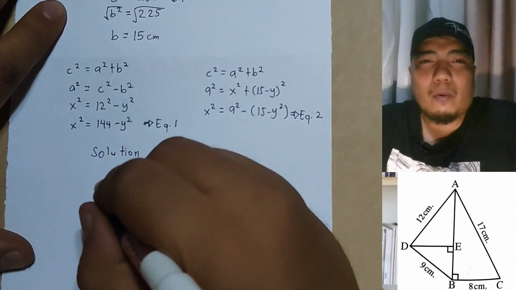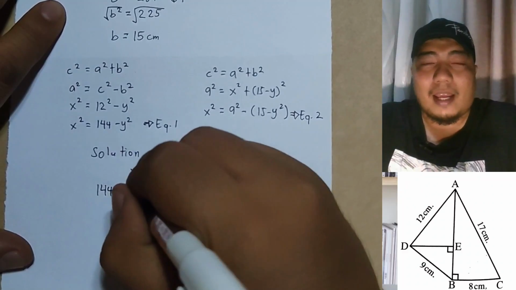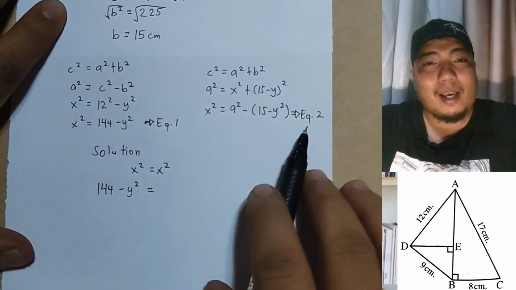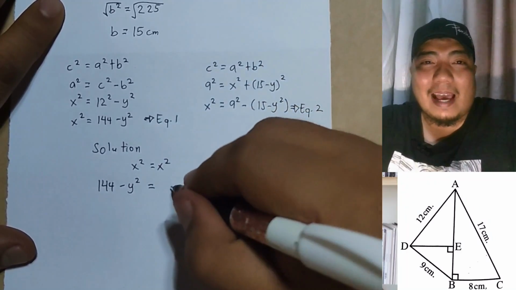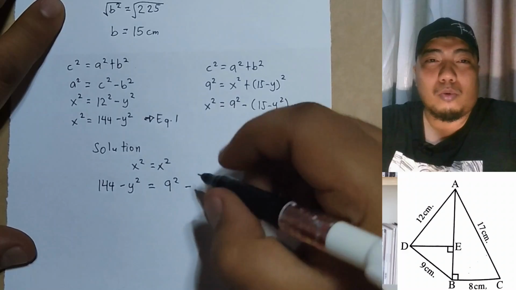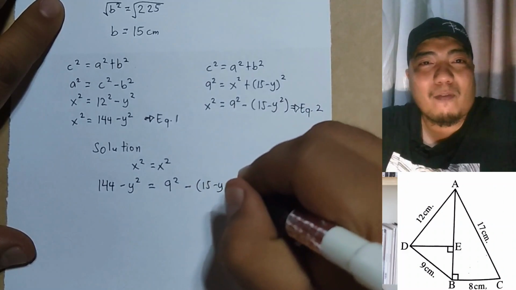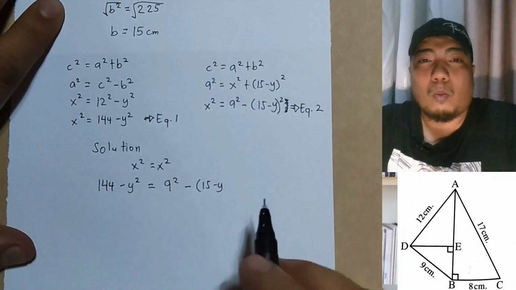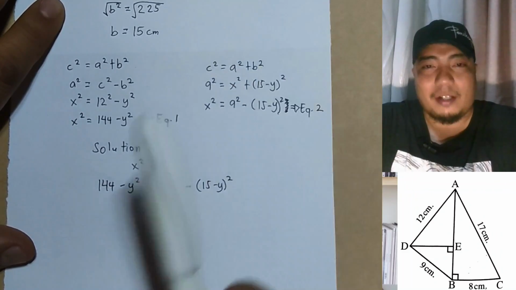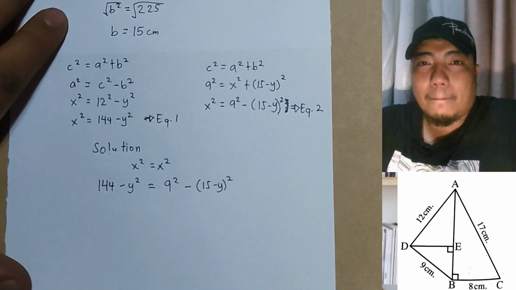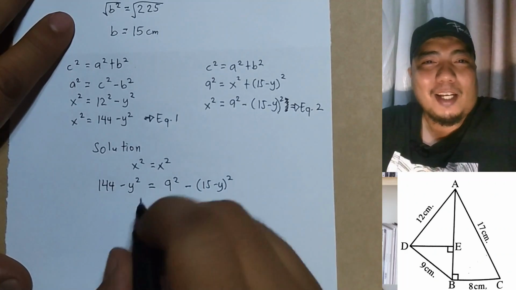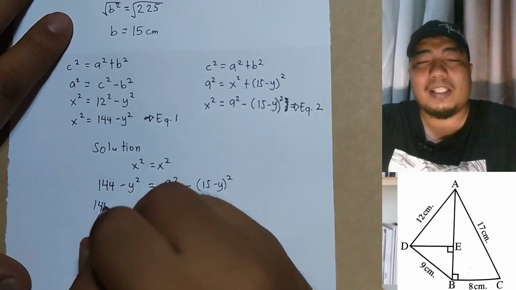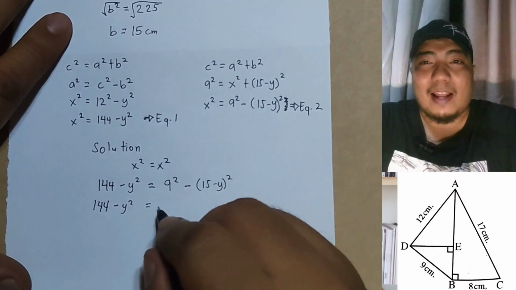Now, we already have our equation 1 with the x squared and equation 2 with another x squared. So we can equate this as x squared is equal to x squared. So having said that, we can equate equation 1 and equation 2. So our equation 1 is 144 minus y squared, while our equation 2 is 9 squared minus the quantity 15 minus y squared. As you can see, I have already corrected my typographical error. So now with these two equations, we will expand and simplify our equation, solving for the value of y.